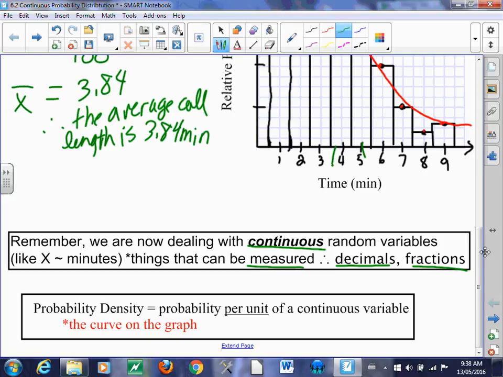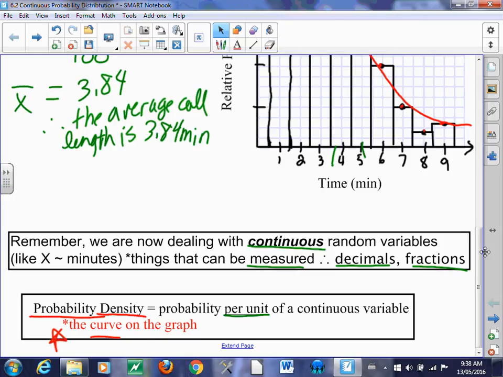Okay, so what we want to take a look at is probability density, the probability per unit of continuous variable, and that is the red curve on the graph. So the density deals with the curve on the graph. The probability itself is what's under the graph. So just make sure you know the difference between the density and just the probability.